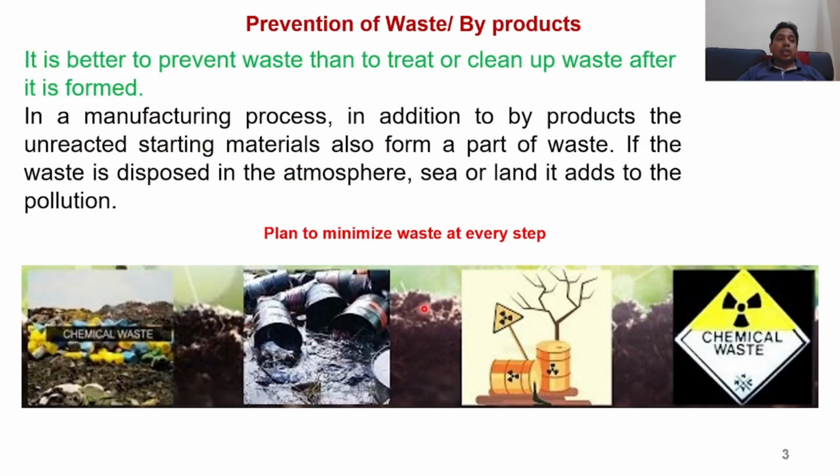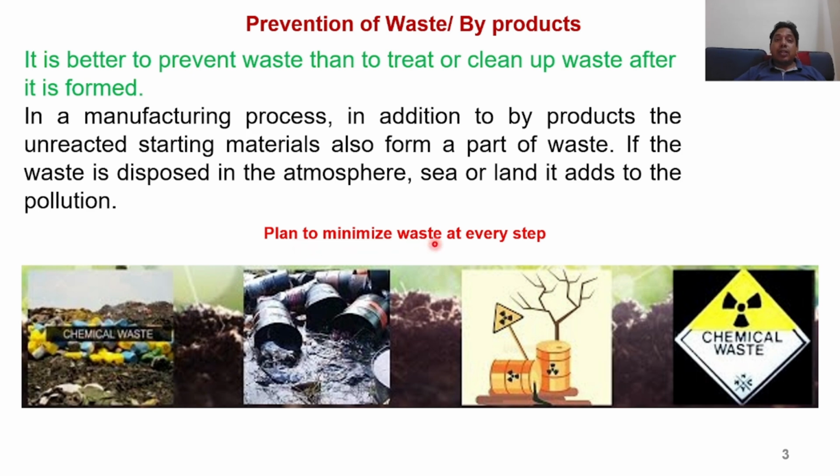Prevention of waste. It is better to prevent waste than to treat or clean up waste after it is formed. Let us take one example. In a manufacturing process, in addition to the byproducts, the unreacted starting materials, that means reactants, also form a part of waste. This waste along with the byproducts may be disposed into the atmosphere, sea or land, which adds to the pollution. That is the reason every step in the process must be planned to minimize the waste.